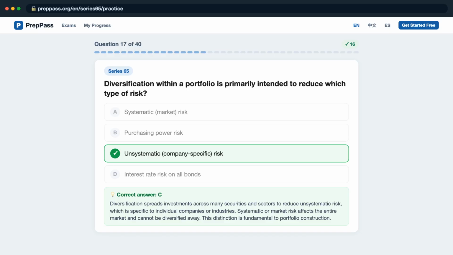Diversification spreads investments across many securities and sectors to reduce unsystematic risk, which is specific to individual companies or industries. Systematic or market risk affects the entire market and cannot be diversified away. This distinction is fundamental to portfolio construction.